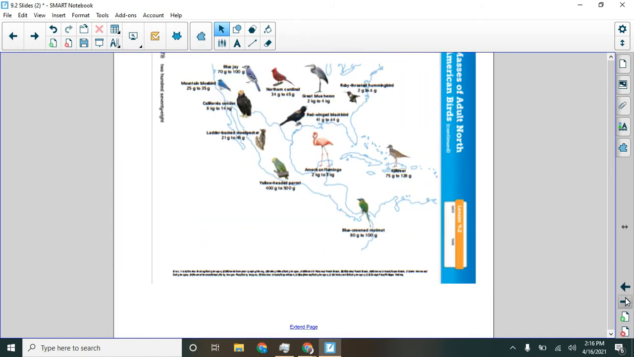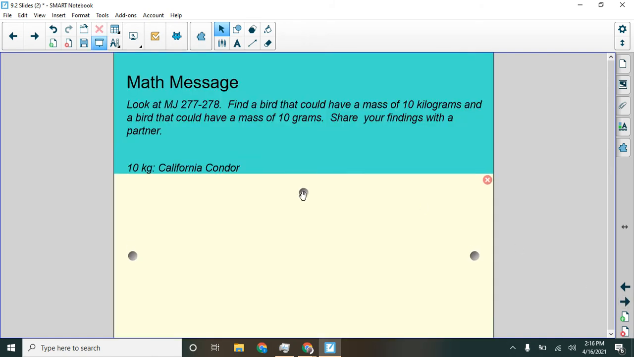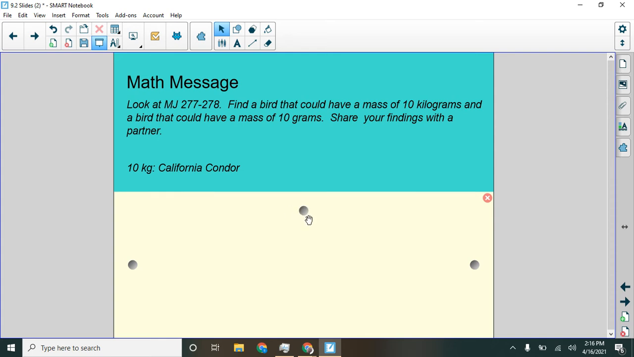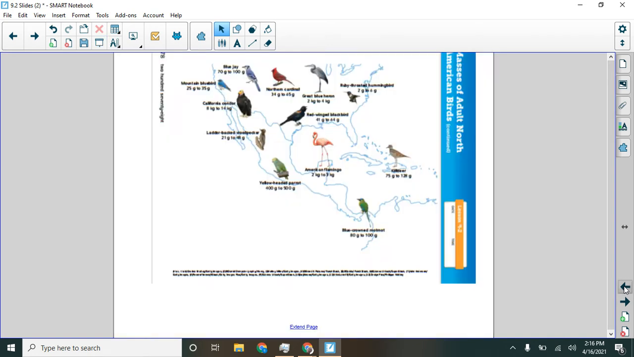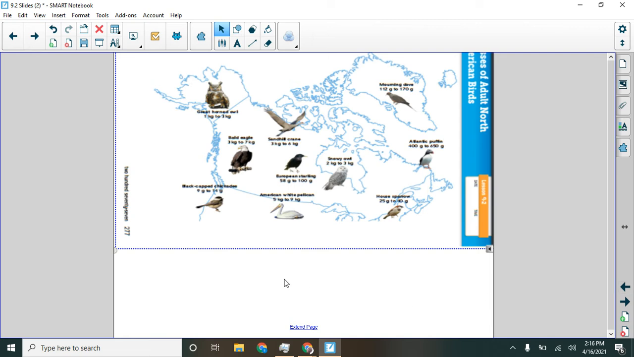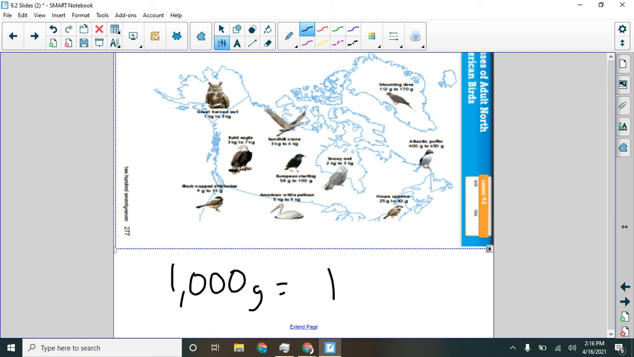All right, let's talk about these. Now, when we talk about 10 kilograms, one of our choices, if not the only choice, is the California condor. So I'm going to come back in here, right? And one thing to remember, and it might not be to remember, but it might be to learn: if you have 1,000 grams, that is equal to 1 kilogram. Okay. And so a kilogram is the weight of a liter of water.